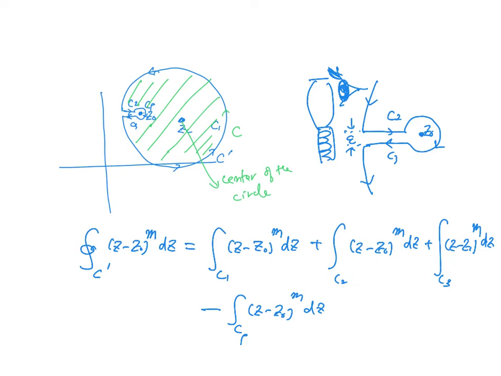And as epsilon goes to 0, what happens? If you close this region, epsilon, the small entrance, we close this, then what happens? C2 and C3 are opposite directions. They cancel each other, right? So C2 and C3 are opposite direction. So these two integrals will become 0.